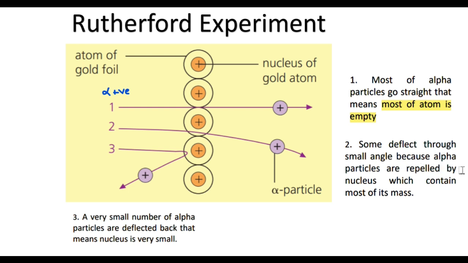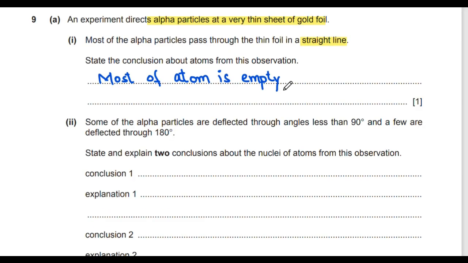Now, a few of the alpha particles will deflect through small angles because they are repelled by the nucleus, which contains most of the mass of the atom. So the alpha particles are positive, the nucleus is also positive, so they will repel each other and they will deflect through a small angle. A very small number of alpha particles will be totally scattered back after collision with the nucleus. If their number is less, that means that the nucleus is very small. So the answer to the question is most of the atom is empty. That's why alpha particles went straight.